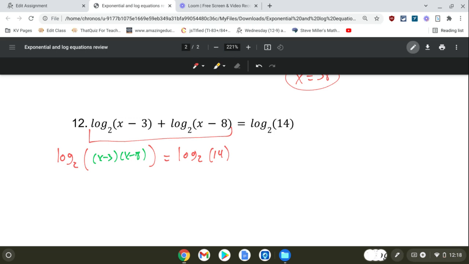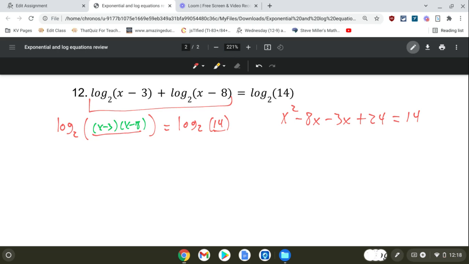So if I exponentiated by 2, it would cancel out my 2's, and I would just have this stuff equal to 14. All right, and I'm going to go ahead and multiply out the x minus 3, x minus 8. It's going to give me x squared for x times x, minus 8x, and then minus 3x, and then plus 24 is equal to 14.